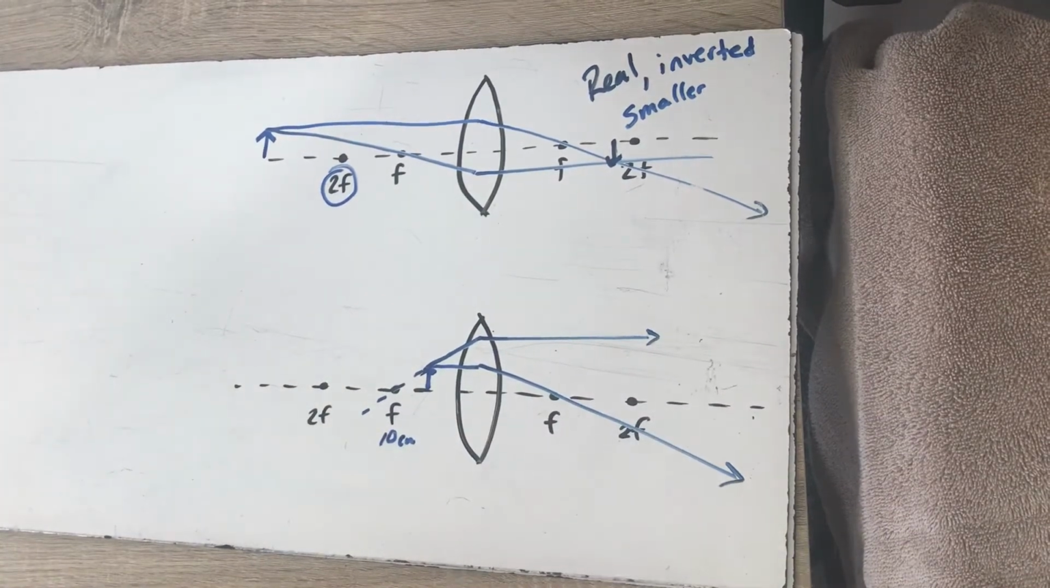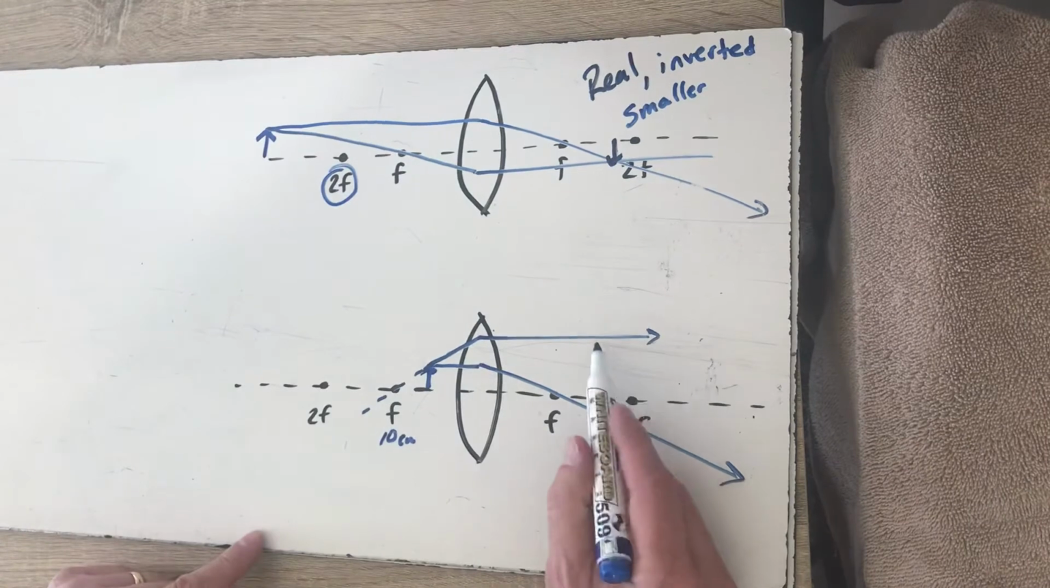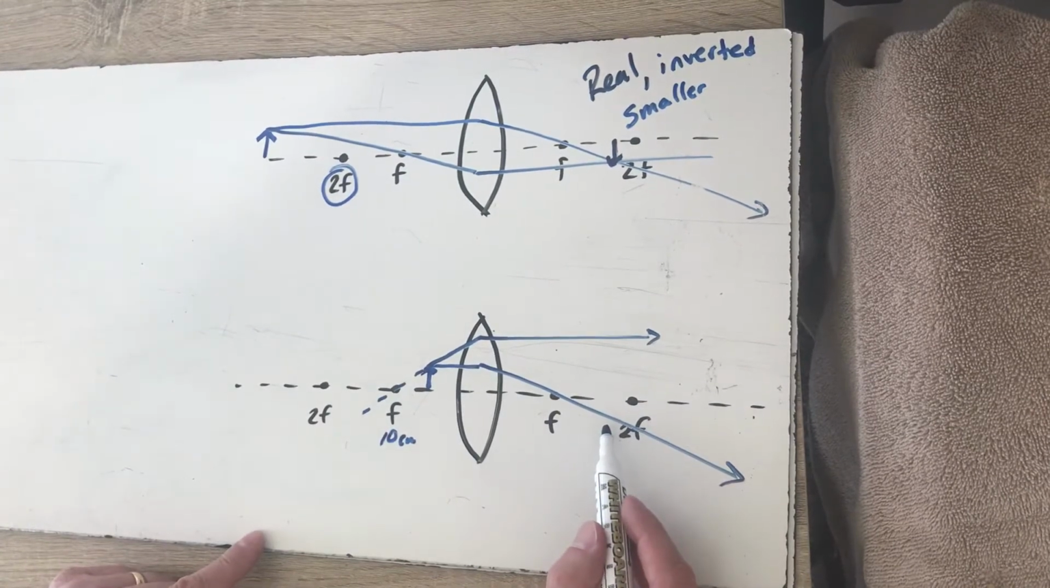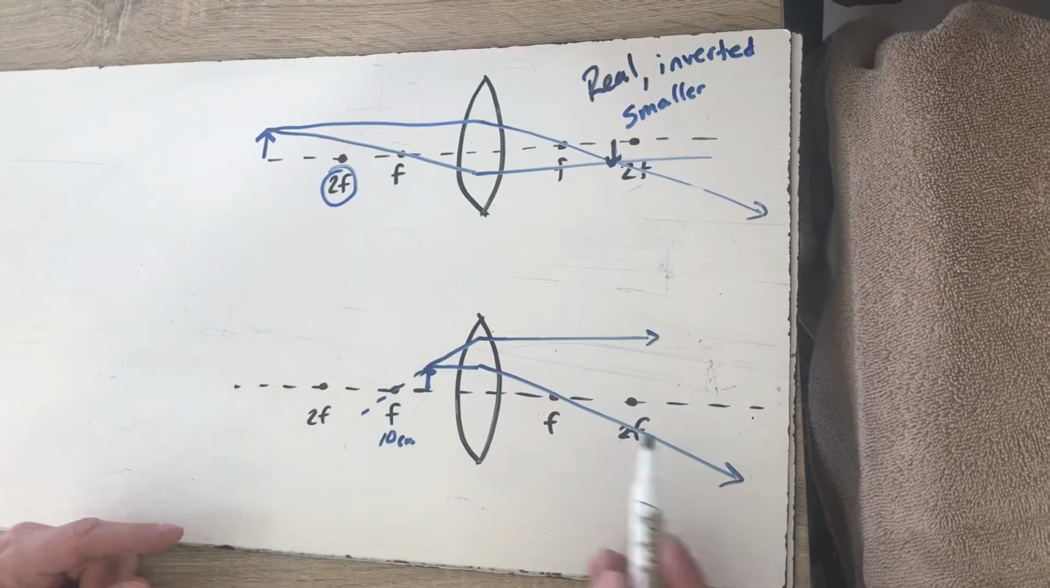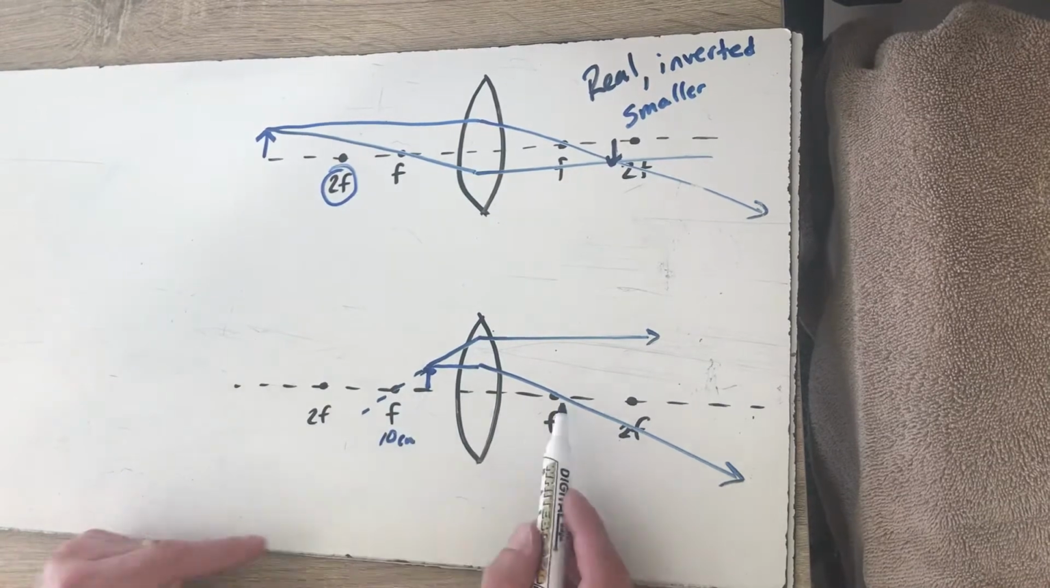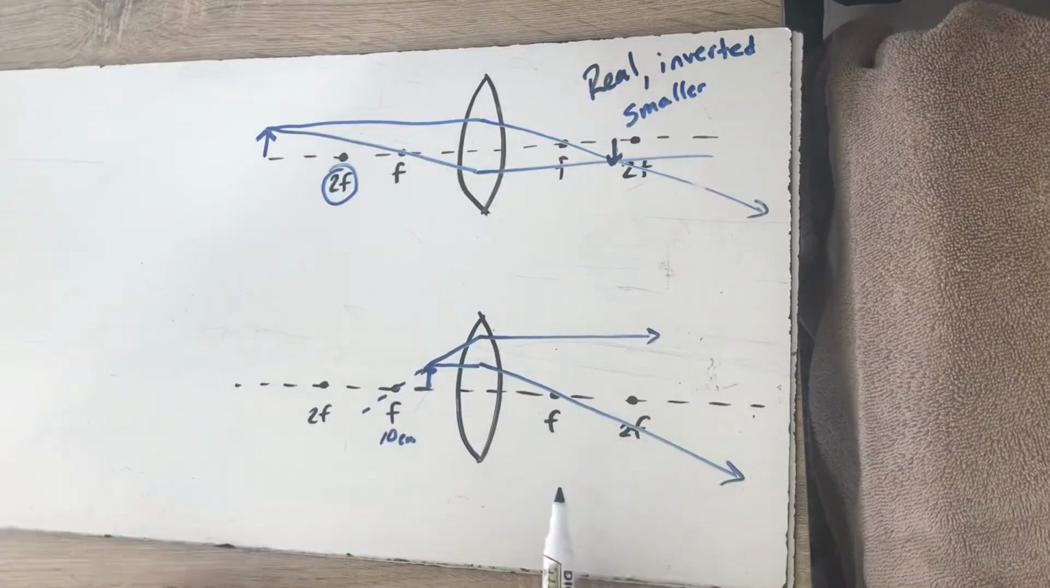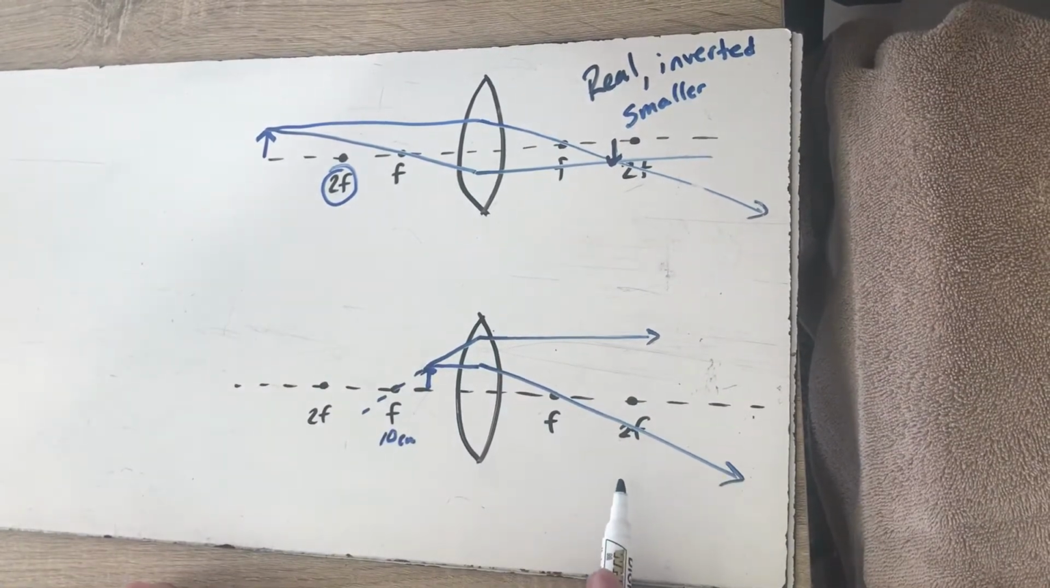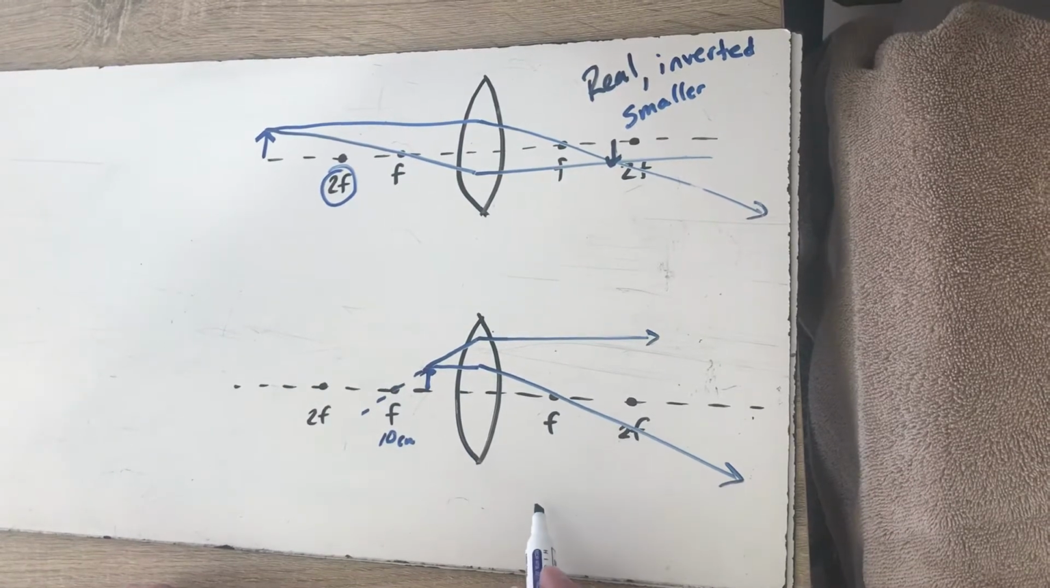Now the big difference here is nothing happens on this side. Like there's nowhere where those sets of rays converge. They just go away from each other. So if I get this really close to the lens, these rays on this side just spread out. They don't converge, so I get no real image. But it doesn't mean I don't get an image at all.